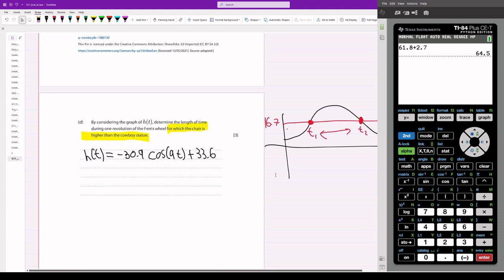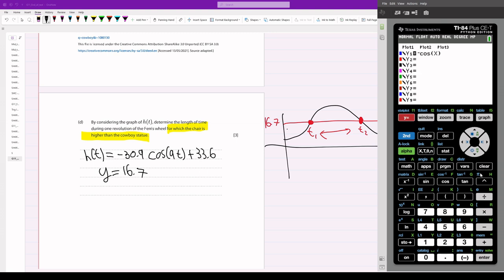That's my function. I've got another line, y is equal to 16.7. That's the height of the cowboy. And I'm going to put both of these into my calculator. So y is going to be equal to negative 30.9 multiplied by cos 9 times t, add 33.6, and another one of 16.7. Draw it.